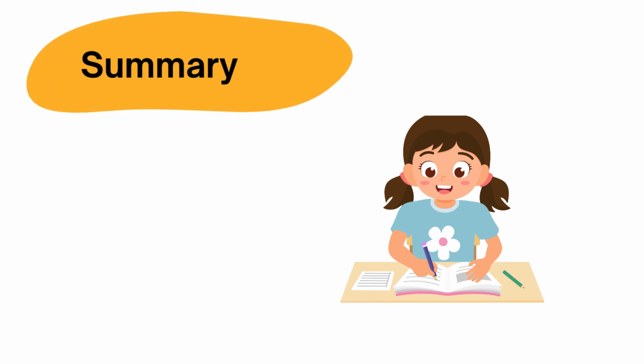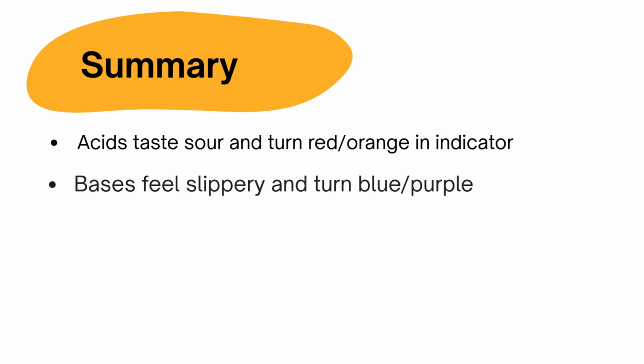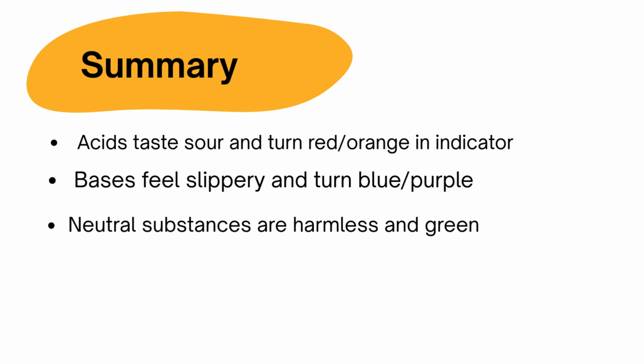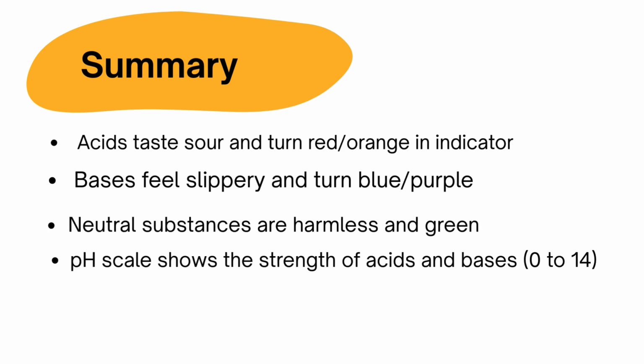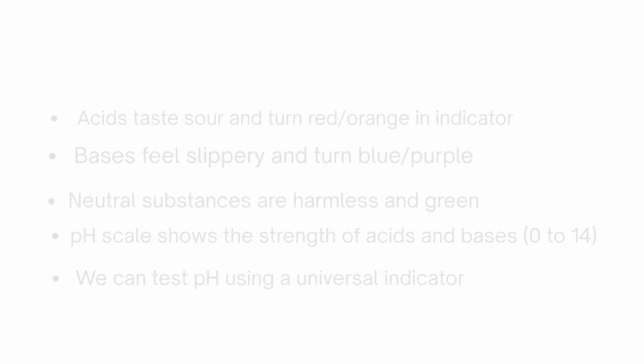Summary. Acids taste sour and turn red-orange in indicator. Bases feel slippery and turn blue-purple. Neutral substances are harmless and green. The pH scale shows the strength of acids and bases, 0 to 14. We can test pH using a universal indicator.